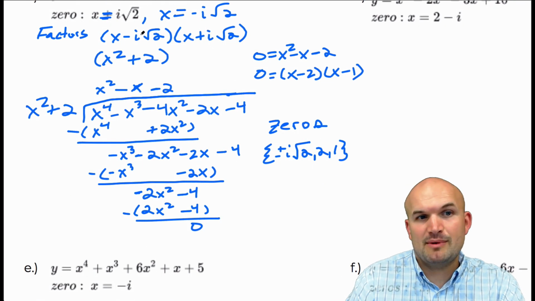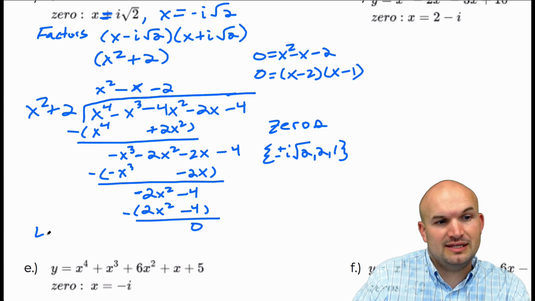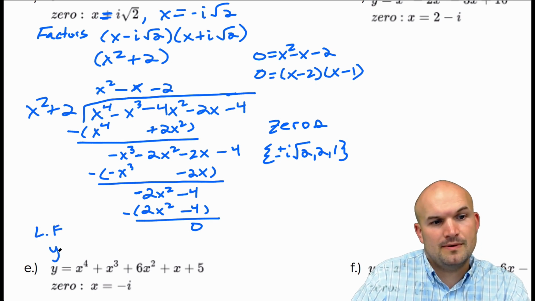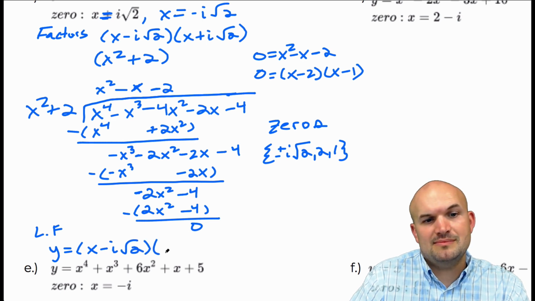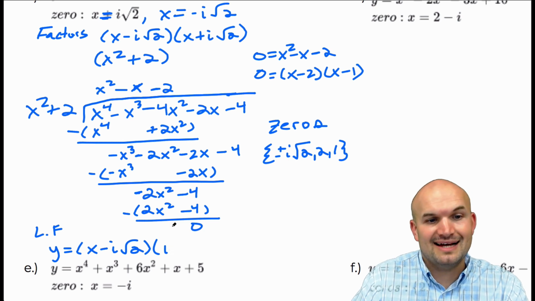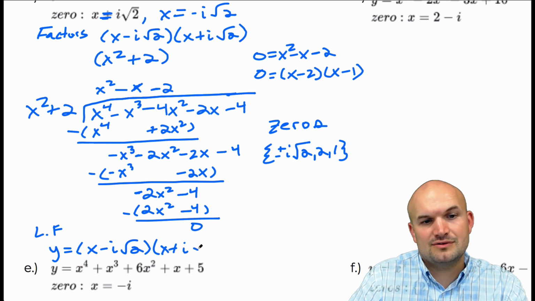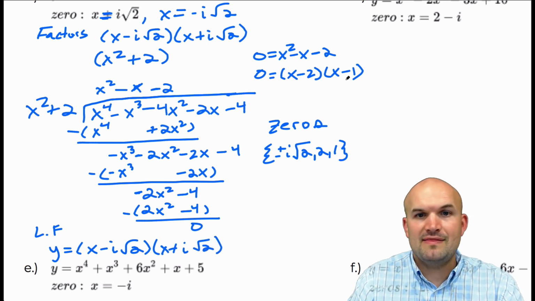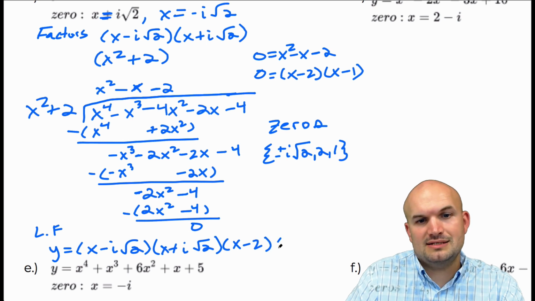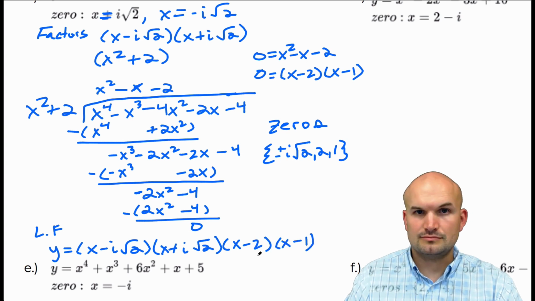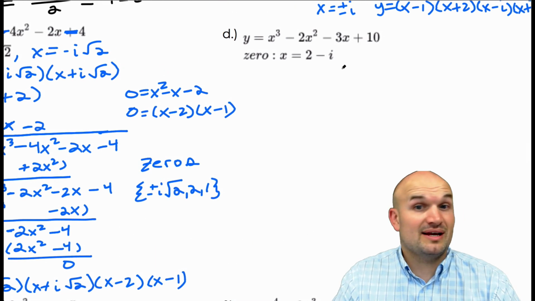Okay? The nice thing about writing the factors over here, if I want to write the linear factorization, y equals, I can just write these two factors, x plus i square root of 2, x minus i square root of 2, and then I have these two factors over here, x minus 2 and x minus 1.